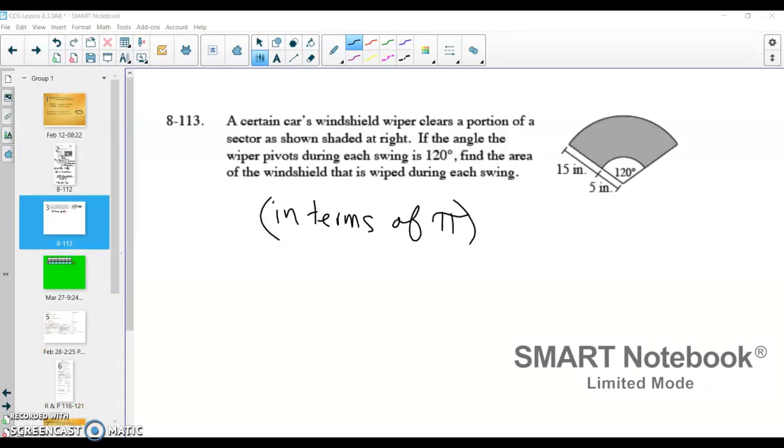So here's problem 8-113, a little different than 8-112. In 8-112, we were really just working with the circumference of a circle. Here we're going to be working with that area of a sector again.